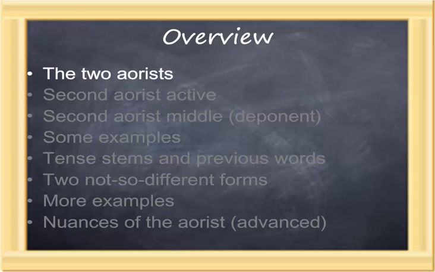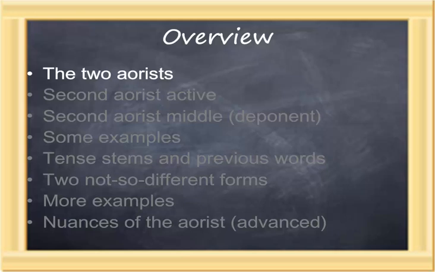In this lesson, we'll look at the existence of two different ways of forming the aorist. Then we'll focus in on the second aorist, active and middle, with some examples. We'll go back to some previous words to see what their tense stems are like. We'll look at a couple of forms that may seem awkward at first but actually aren't, and then spend a bit of time at the end on the nuances of the aorist, a little bit more advanced section.